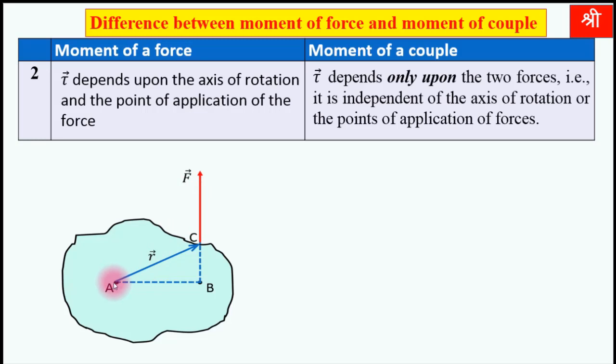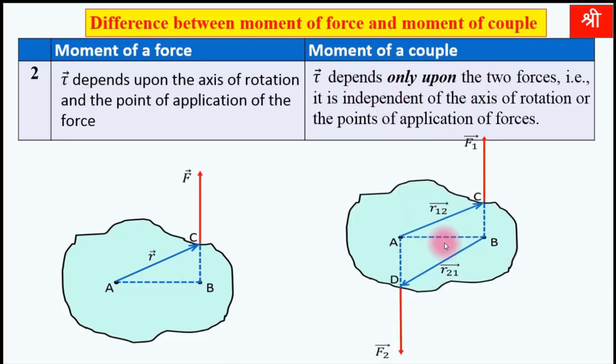If the axis of rotation is changed, suppose we take another point somewhere here, and we try to rotate that body about that axis of rotation, then this distance will change, or the perpendicular distance between that axis of rotation and that force will change, and the magnitude of moment of force will change. But in this case, this moment of couple does not depend upon the axis of rotation. Here in the second figure you can see these two forces, F1 and F2. This moment of couple depends on the perpendicular distance between these two forces only.